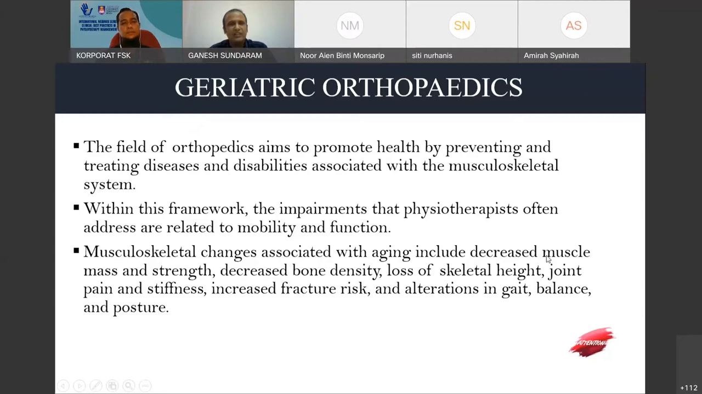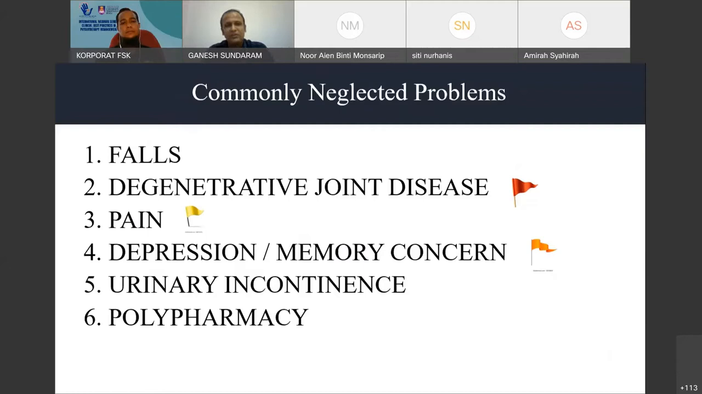If you see the commonly neglected problems, I have few, that is six. One is on fall. The second one is degenerative joint disease that comes with a red flag sign. What actually is a red flag sign? Red flag sign is something to refer with the pathology of the diseases. So if a disease refers with a pathology, so the condition comes under a red flag sign.